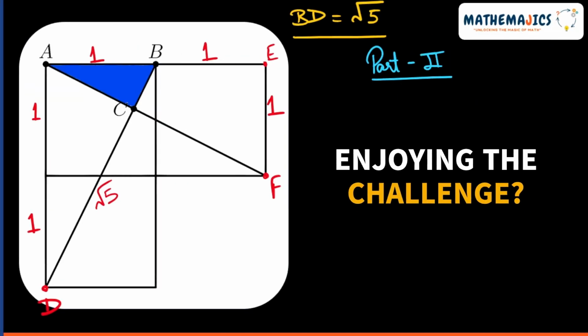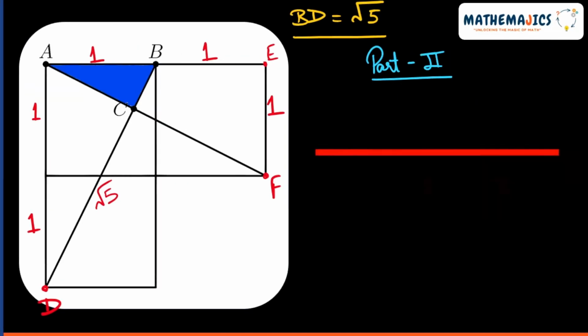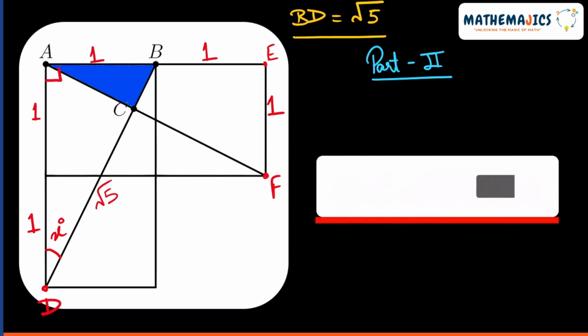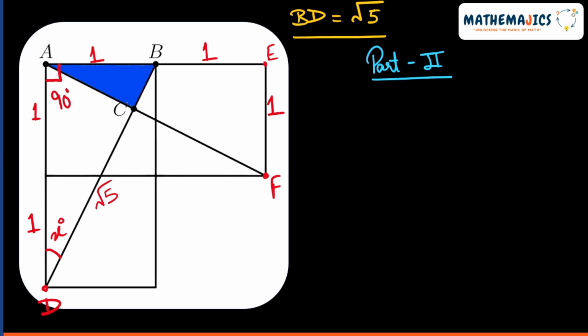Let's jump to the second part of this solution. In the second part, we will be marking a few angles. First of all, let angle ADB be x degrees. Now we know that there are 3 squares, so this corner angle of the square is 90 degrees. Please look at triangle ABD. If this is 90 and this is x, what will be angle ABD? This angle will be 90 minus x degrees.